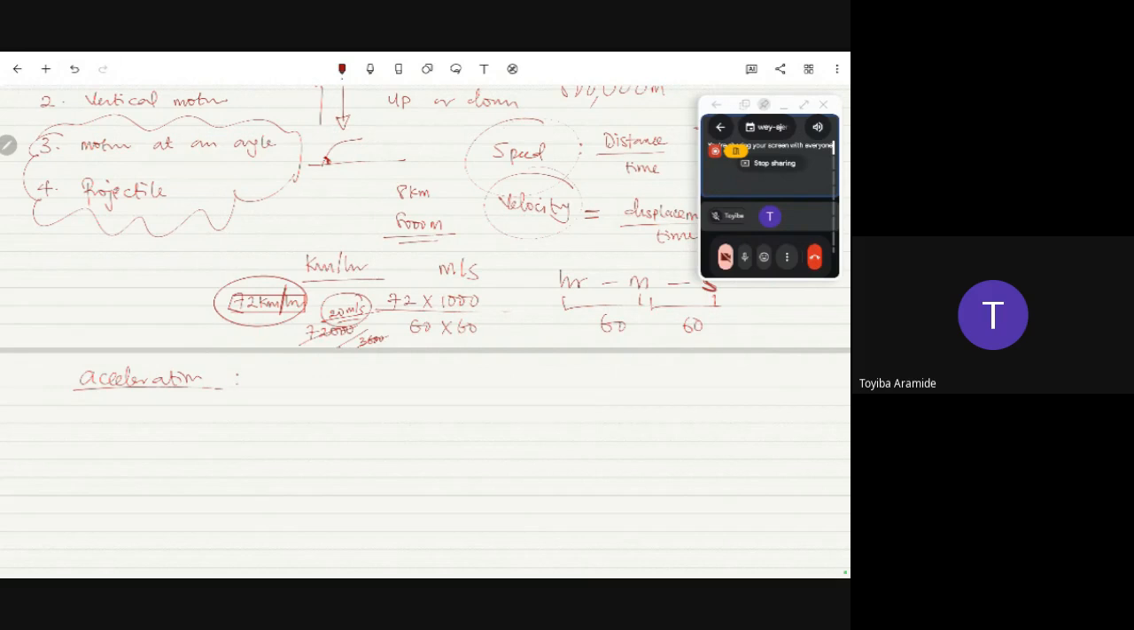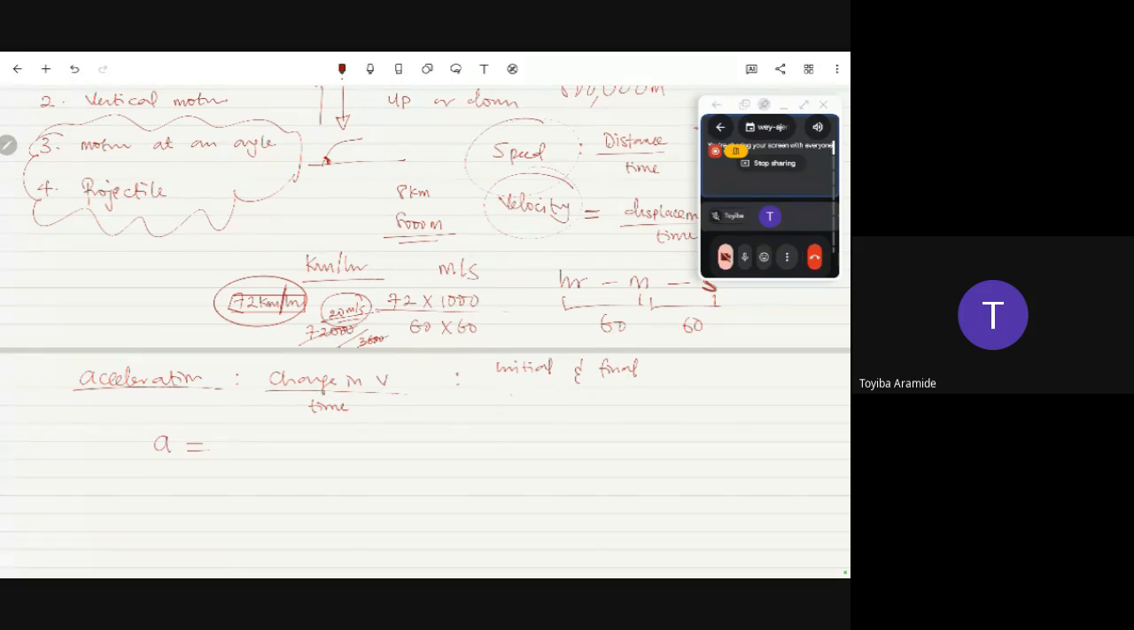Acceleration is change in velocity over time. Change in velocity over time taken to make that change. So when we say change in velocity, in physics, when we say change in something, note it now. It means we have the initial of that thing and we have the final. So to get that change, we have to remove initial from final.